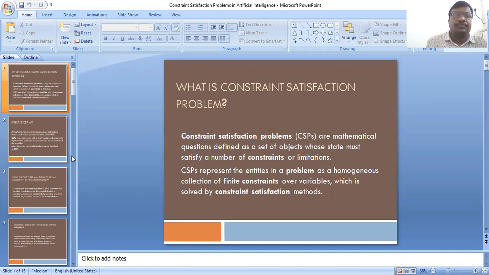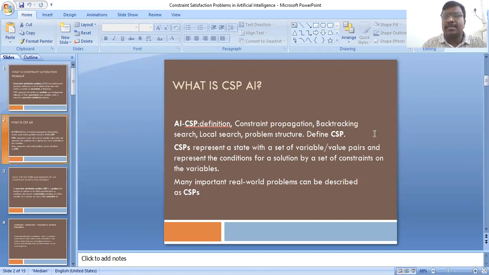And next one, what is constraint satisfaction in artificial intelligence? Artificial intelligence constraint satisfaction is a constraint for propagation. Next one is backtracking search, which is a local search problem structure. Define the constraint satisfaction problem.